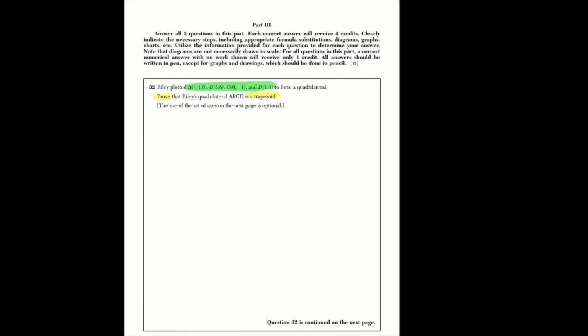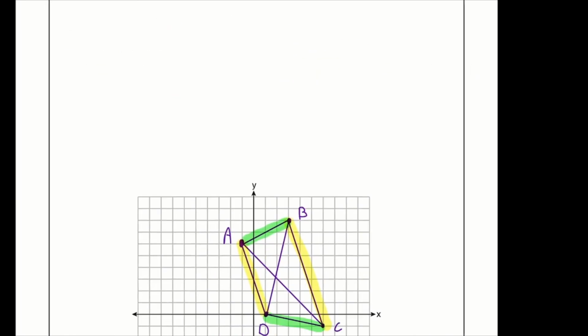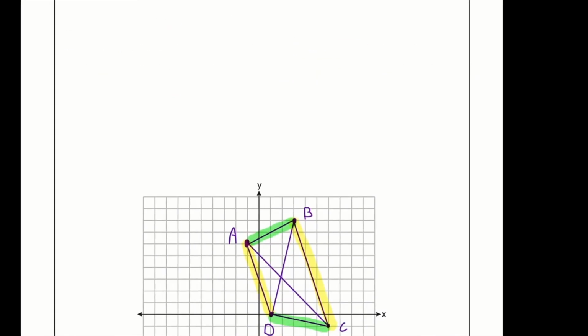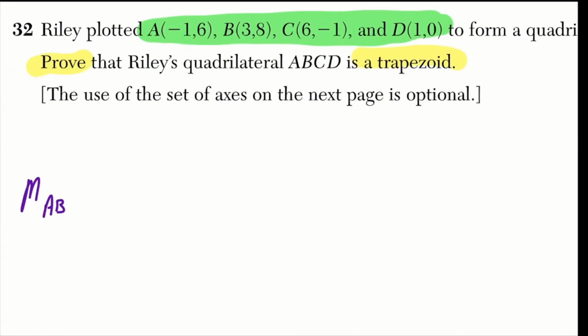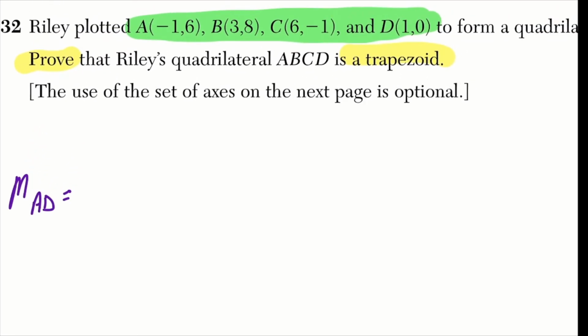So going back, we're going to do the slope to AB. Actually, do I have that right? AB? Oh, nope. AB is the green one. I want to do AD. So I'm going to do the slope to AD, which my points are right up there.